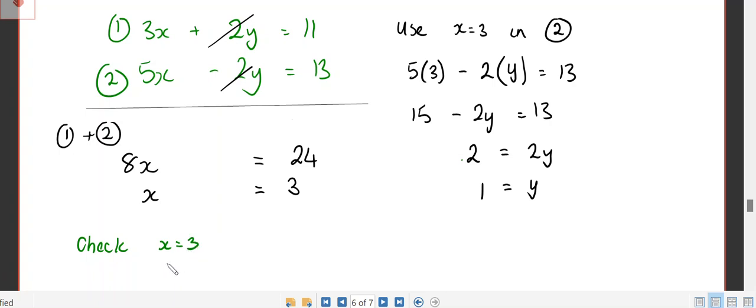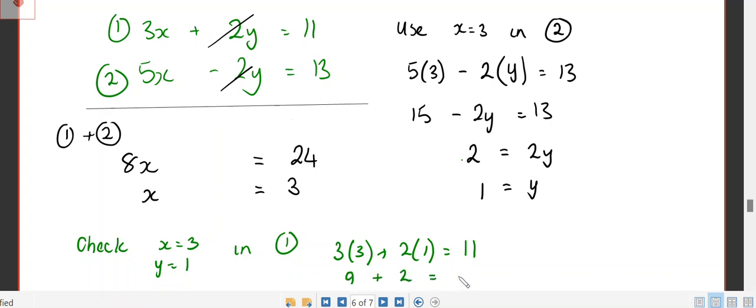x equals 3, y equals 1 in number 1. So 3 times 3 plus 2 times 1 should equal 11. I've got 9 plus 2. It does indeed equal 11. So I am happy. All right.